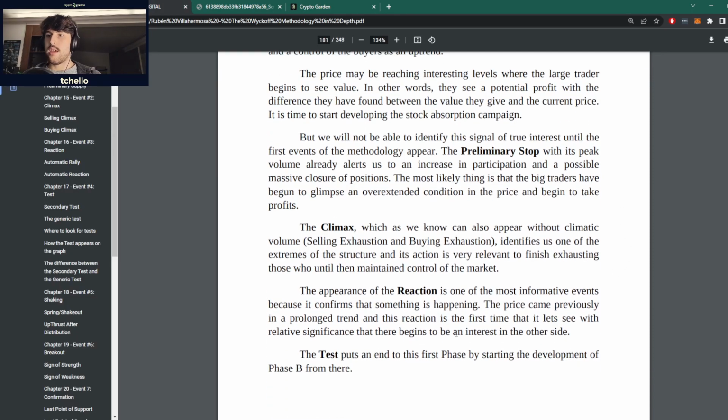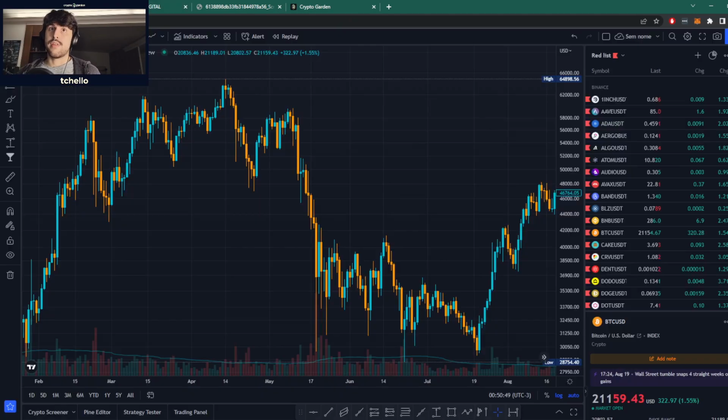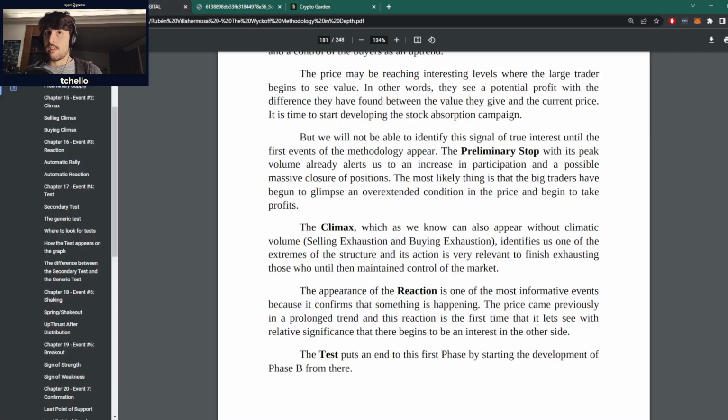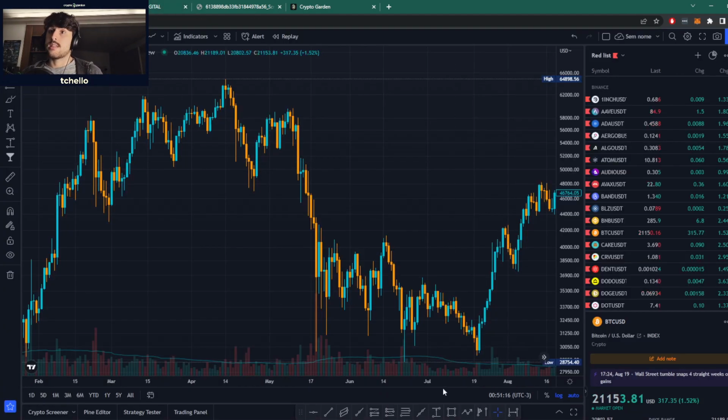Then we finally have a reaction, which is a really informative event because it tells us that something is going on and that, at least momentarily, it seems that the sellers that were once in control are not in control anymore, and so the asset trends up by at least a considerable amount. And finally, we have the test, and this puts an end to phase A because it fully confirms that we have a sideways ranging trend.